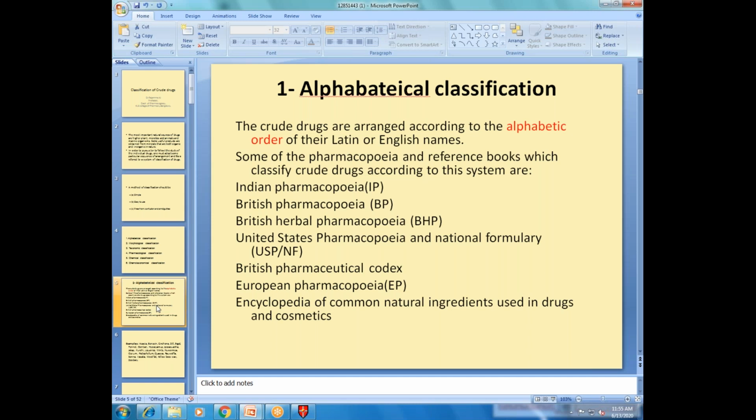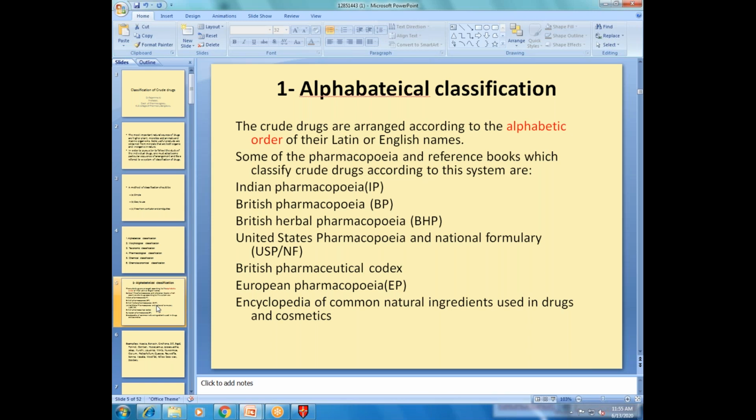Coming to the first one, alphabetical classification. The crude drugs are arranged according to the alphabetic order of their Latin or English names. Usually, many of the medical terms and botany terms are done in alphabetic order. They will name the drugs in Latin or sometimes English names, and based on their Latin or English name, they are arranged in alphabetical order.